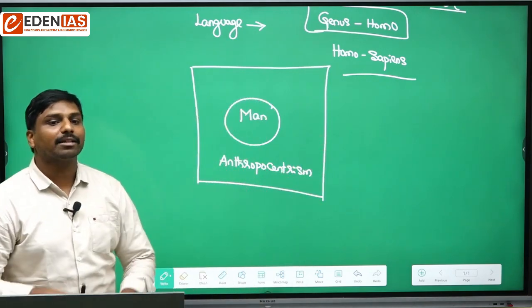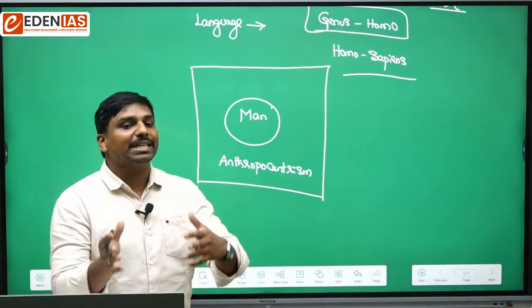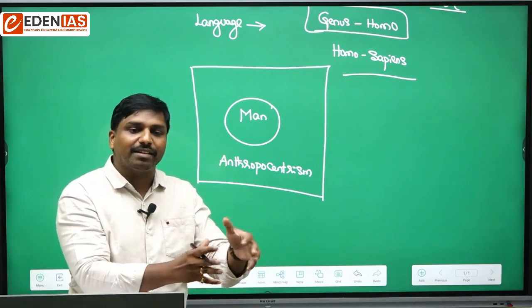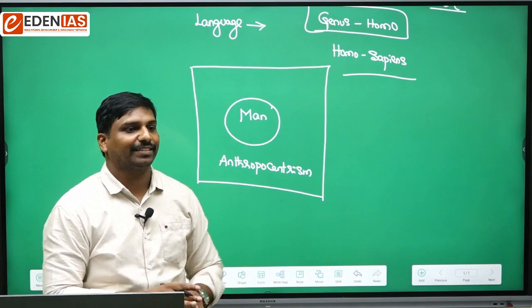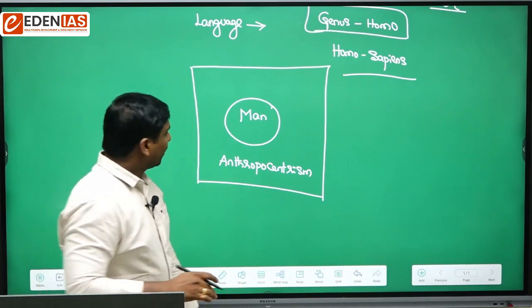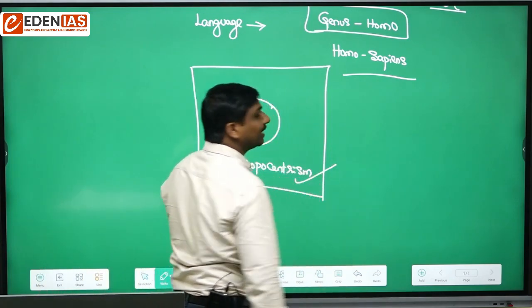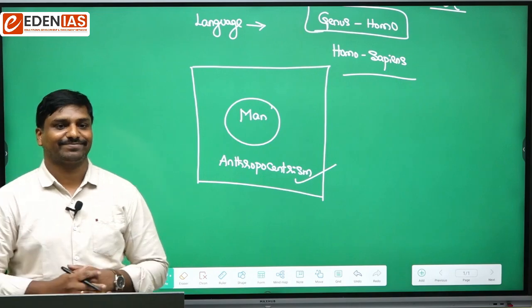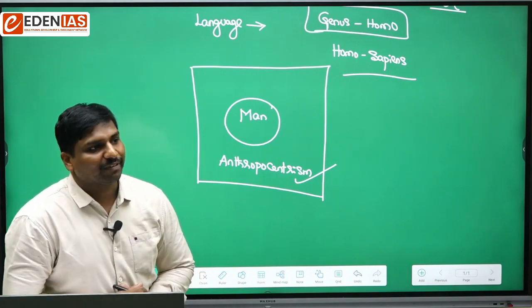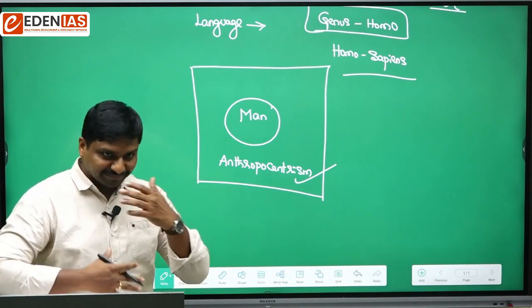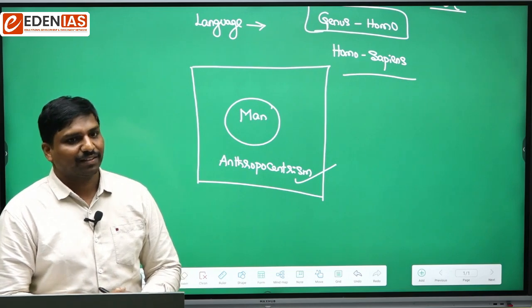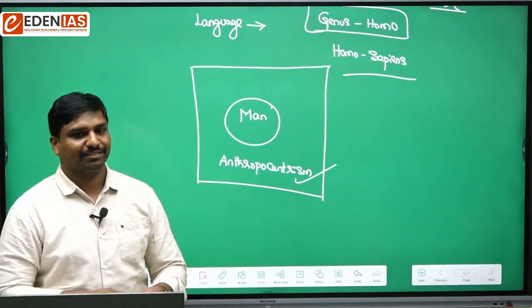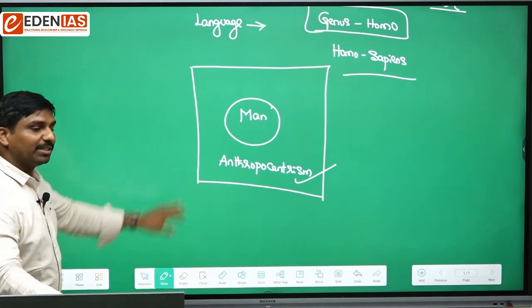Anthropocentrism. Anthropos means man. Centrism means centric, keeping man at the center and trying to judge all other aspects. So in anthropology, our approach would be this one, anthropocentrism. Is that clear? So that's why all the definitions are from our perspective. So that would be one thing. Okay, so you have to keep this thing also in mind.